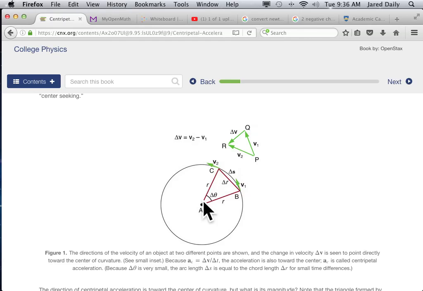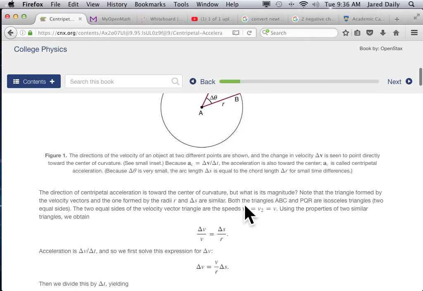And this is how we derive the equation for it. We have a change in velocity, change in v over change in time. We get this equation that looks like this, change in v, right? If we divide it by the v, we actually are going to get delta S over R. Because delta V divided by V is delta S. And then we have an R in there as well.